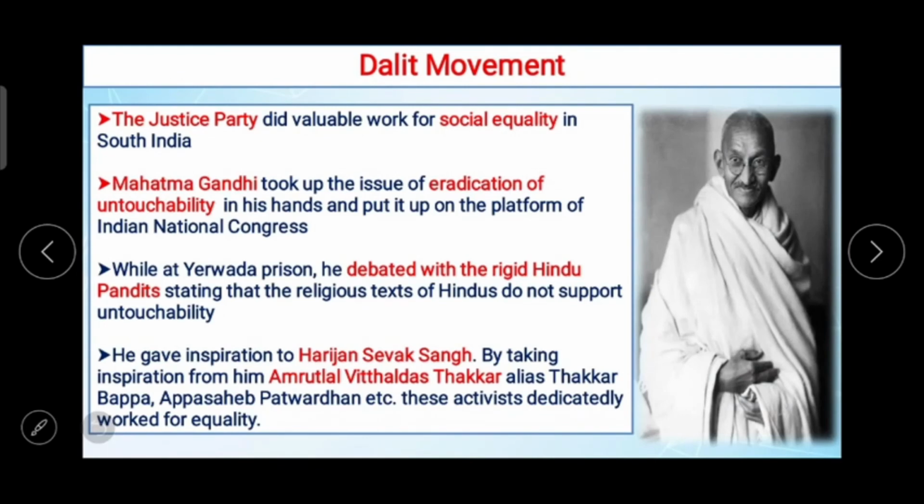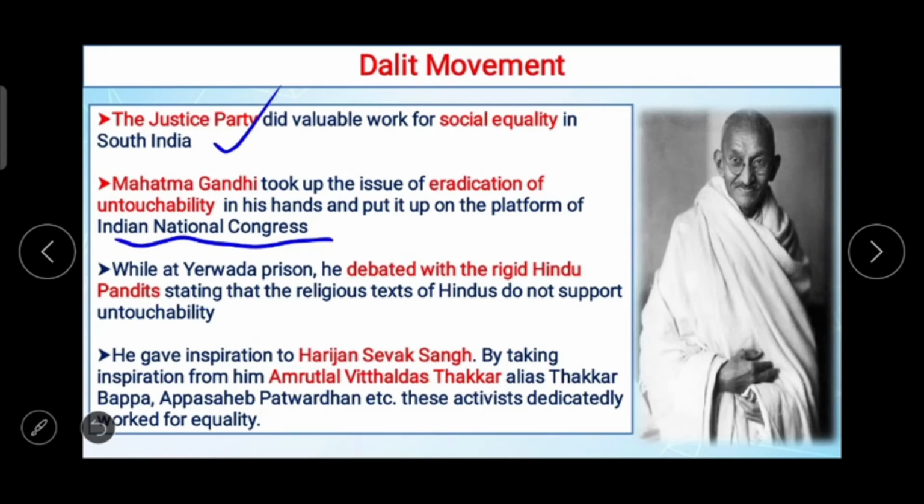Next one now, the Justice Party did valuable work for social equality in South India. Mahatma Gandhi took up the issue of eradication of untouchability in his hands and put it up on the platform of Indian National Congress. As Indian National Congress was the biggest party at that time and the only party, we can say, where all the people were there, from all the castes, from all the religions and from all the parts of the country. So when any issue went to the Indian National Congress, it became a national issue. And that's why Mahatma Gandhi also took up the issue of eradication of untouchability in his hands and put it up on the platform of Indian National Congress.